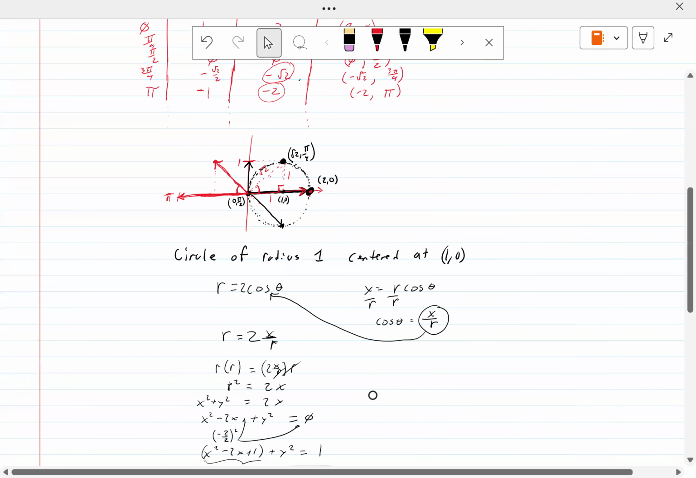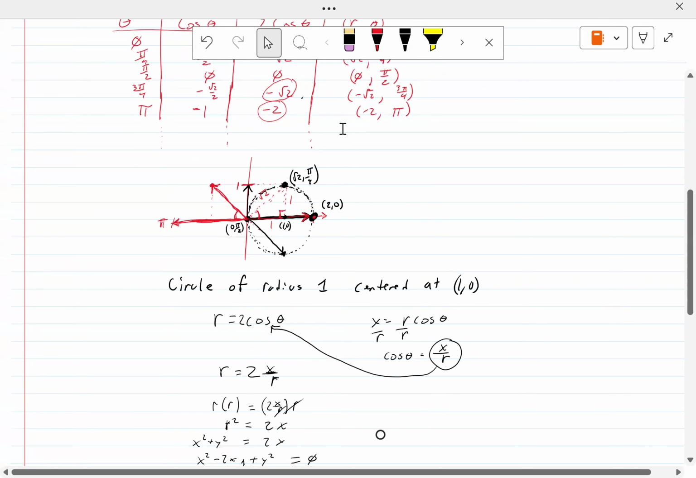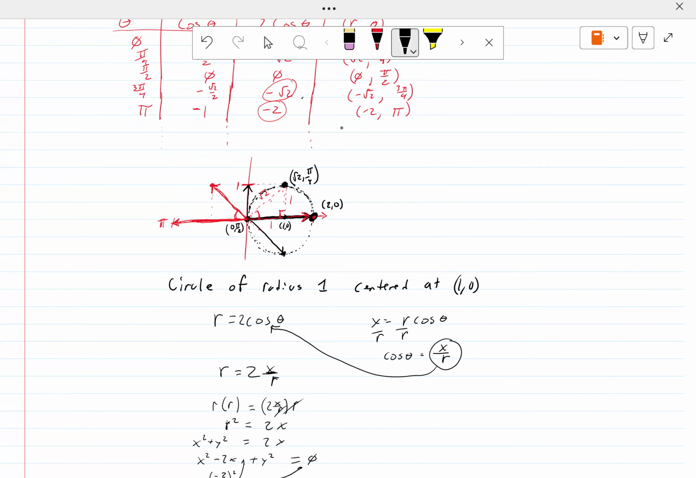However, one thing that we need to notice here is that to get one cycle of this circle, I only go from 0 to pi. That will give me one cycle. If I went from 0 to 2 pi, it would give me 2 cycles.